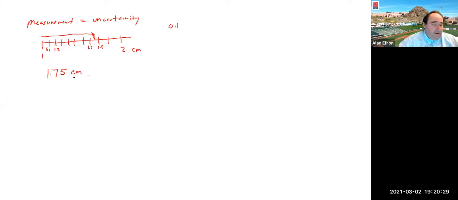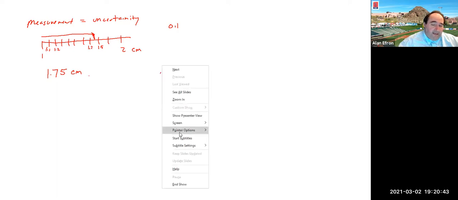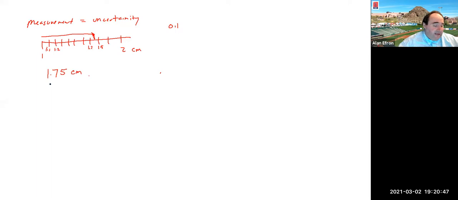Somebody else may look at it and think it's closer to the 8, maybe 1.77. Somebody may say, no, I think it's closer the other way, 1.74, 1.73. So that's where the uncertainty comes in a measurement. You should always look at the equipment, the scale, to take a proper reading. When we record a measurement, we should always record all the certain numbers plus that first uncertain number.